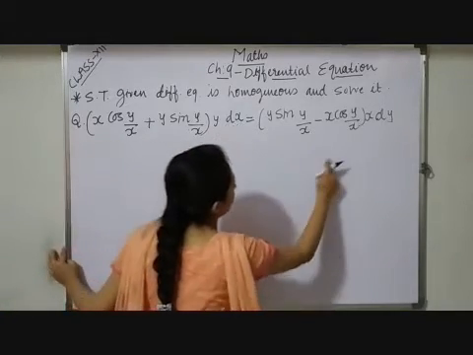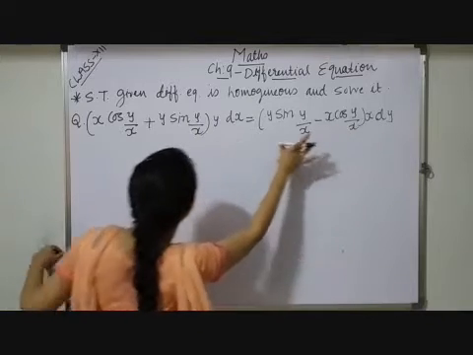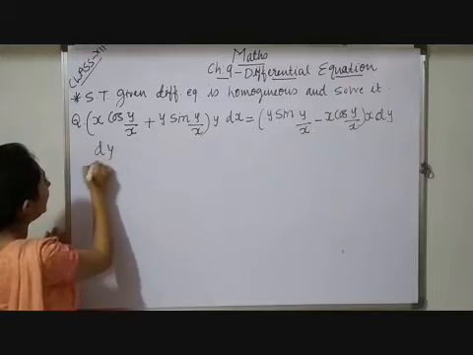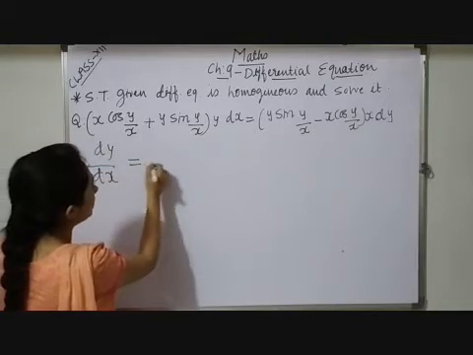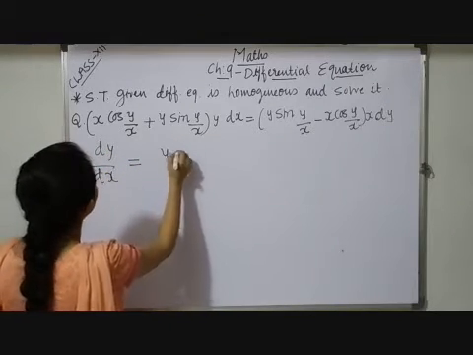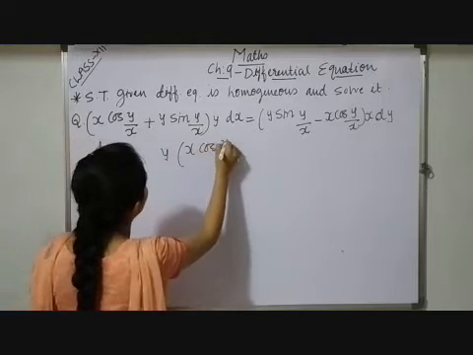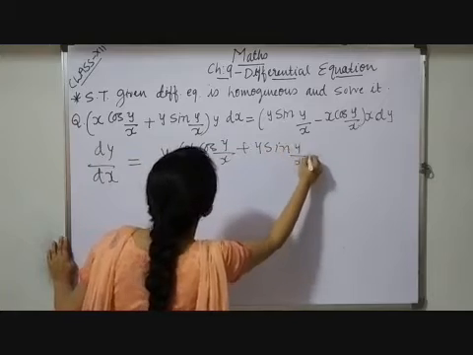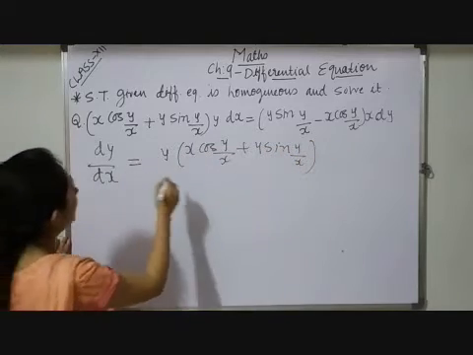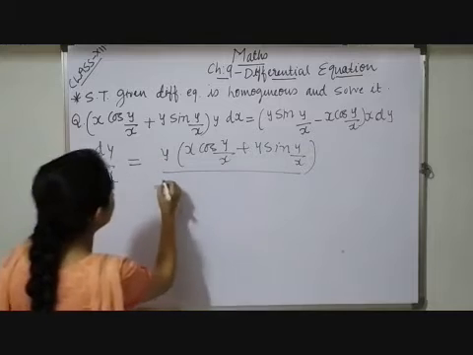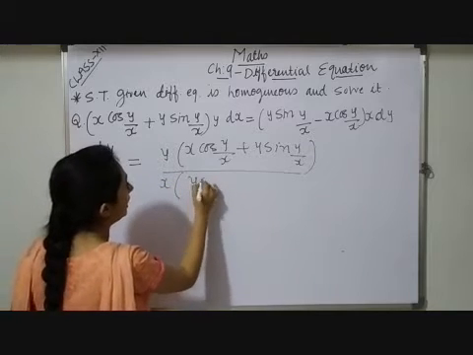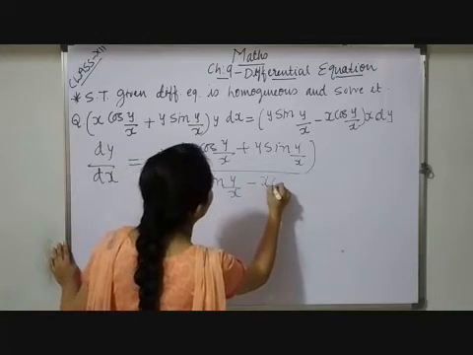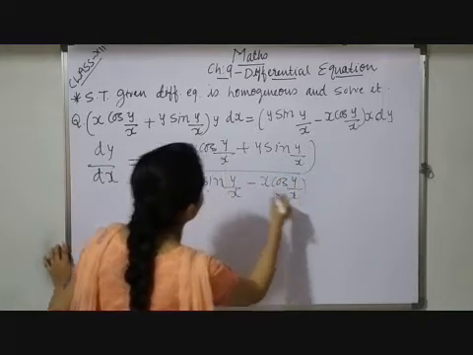Here, this dx derivative I am shifting to this side, and this whole quantity I will shift into the denominator. So here I will get dy by dx equals y in a bracket x cos y upon x plus y sin y upon x, whole divided by x in a bracket y sin y upon x minus x cos y upon x.